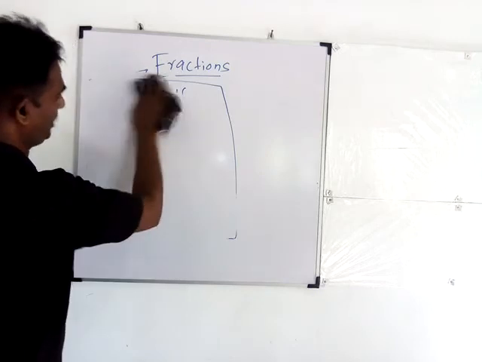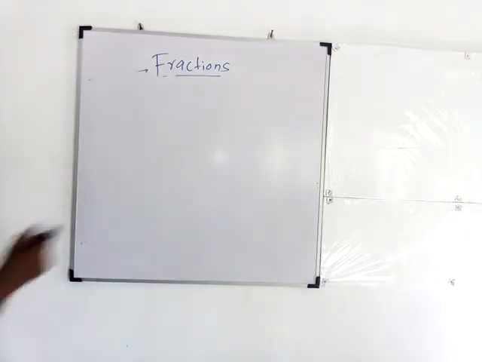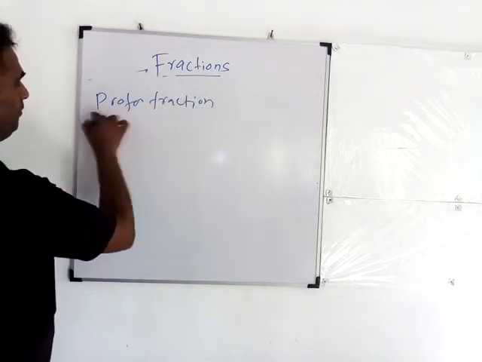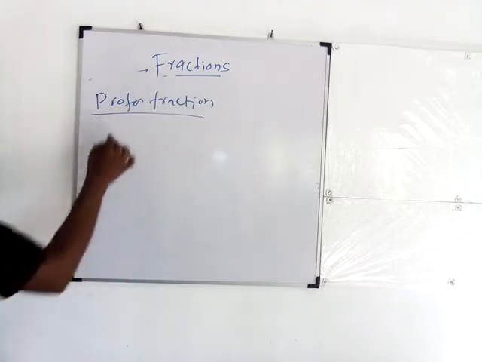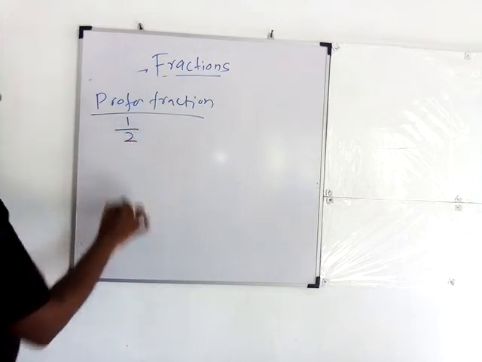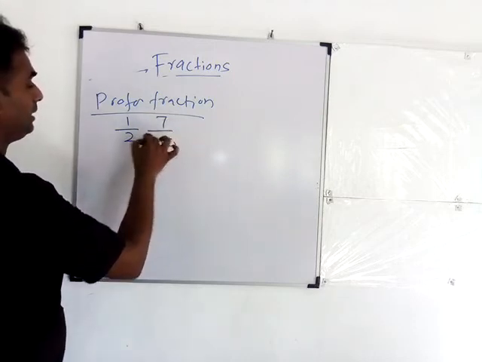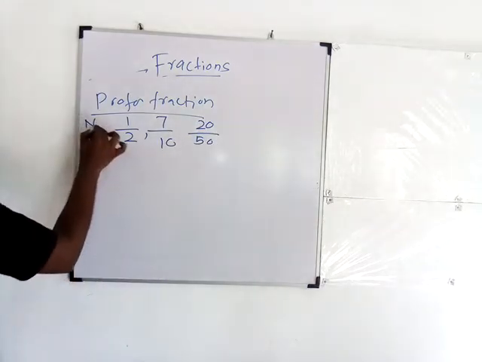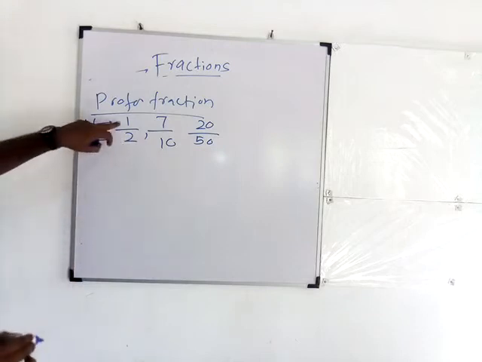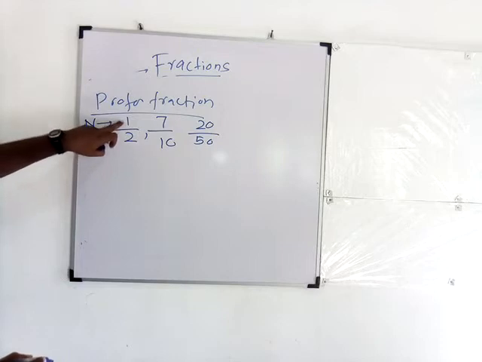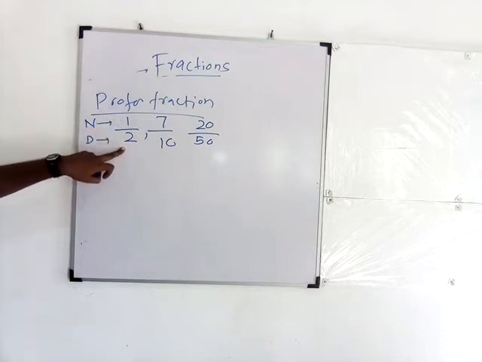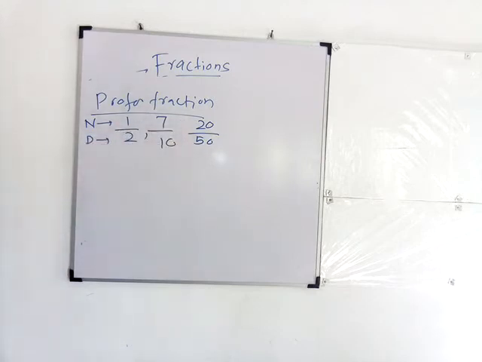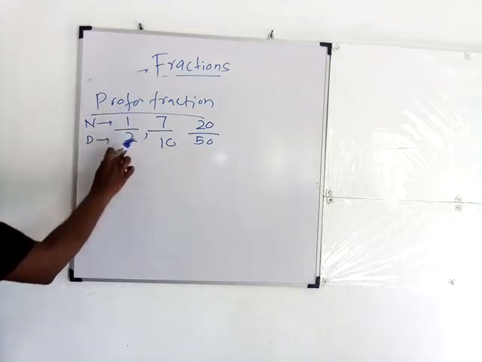Now we want to study the types of fractions. First one is a proper fraction. A proper fraction means the numerator is less than the denominator. Numerator 1, denominator 2: 1 is less than 2. 7 is less than 10. 20 is less than 50. A proper fraction means the numerator is less than the denominator.